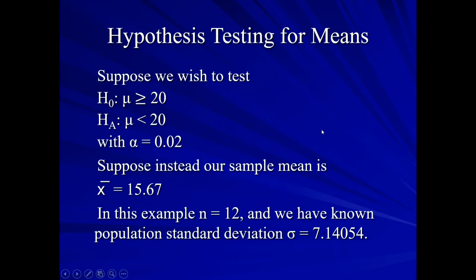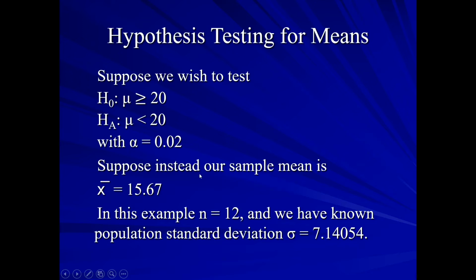Now, let's look at a second example. Suppose we wish to test our null belief, our original belief, that the mean is greater than or equal to 20, but our alternative is that the mean is less than 20. And here we're going to choose alpha equals 0.02.